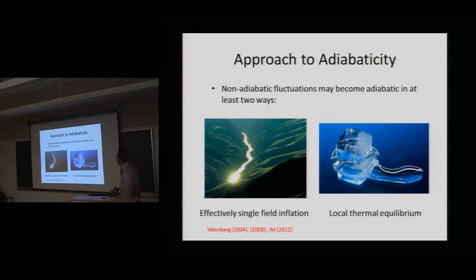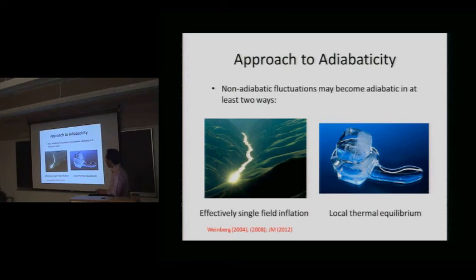However, non-adiabatic fluctuations need not remain throughout the whole period of inflation or throughout the whole period until the radiation-dominated era. And like we discussed earlier, there are at least two ways in which non-adiabatic fluctuations can become adiabatic. The first is effectively single field inflation. And what I mean here by effectively single field inflation is that all of the masses of the scalar fields, except for one, become large for some period of time during inflation. So in other words, the inflaton rolls through a steep valley in field space.